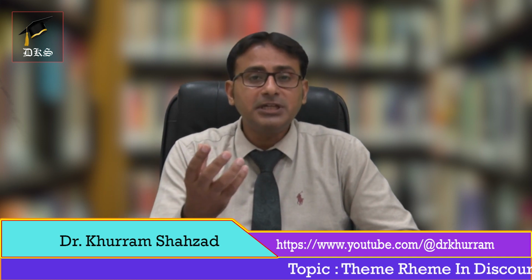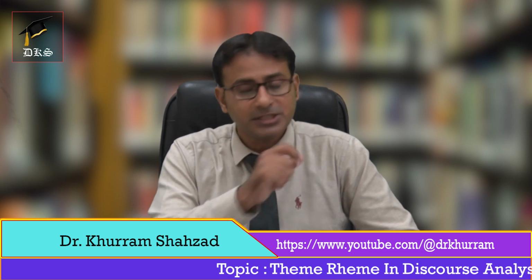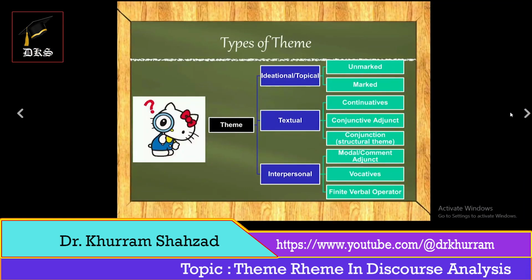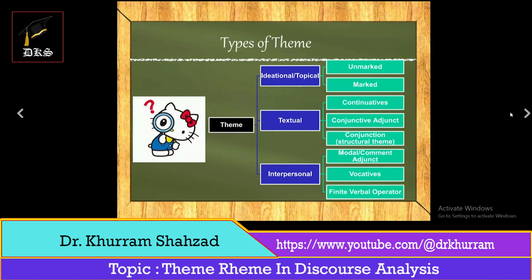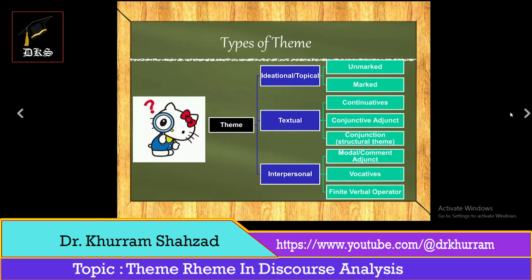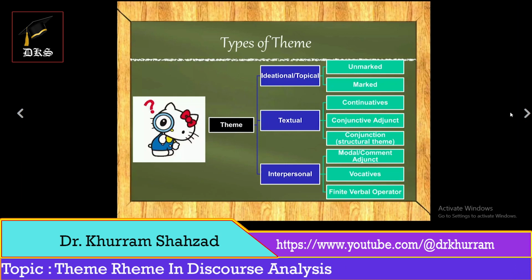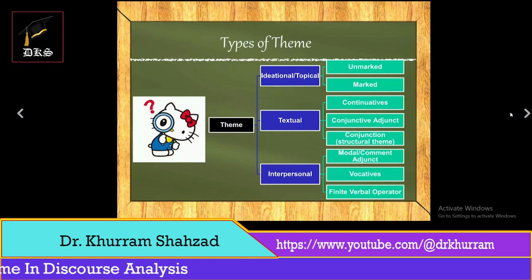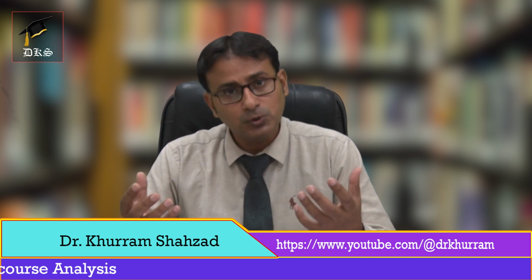I have told you there are three types of themes. One is called topical theme, also called ideational theme. The second is called textual theme. And the third one is called interpersonal theme. And they have further categorizations: topical theme can be unmarked or marked. Textual theme can be conjunctive adjunct or conjunction. And interpersonal theme can be modal or comment adjunct, vocatives and finite verbal operator. Now with the help of examples, I will be explaining these things to you.